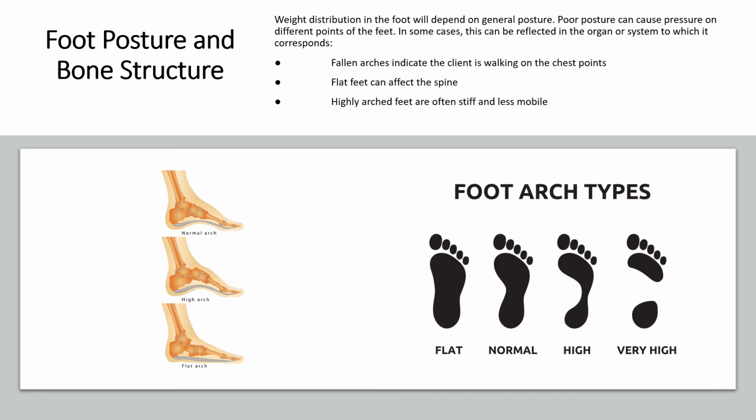In consideration of foot posture and bone structure, weight distribution in the foot will depend on general posture. Poor posture can cause pressure on different points of the feet. In some cases, this can be reflected in the organ or system to which it corresponds. Fallen arches indicate the client is walking on the chest points. Flat feet can affect the spine, and highly arched feet are often stiff and less mobile.